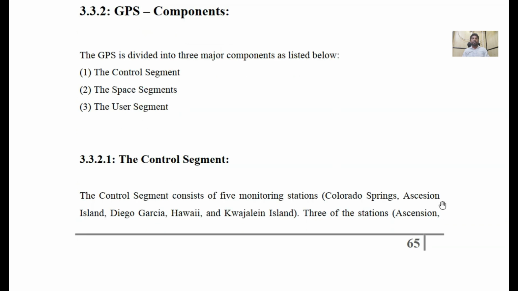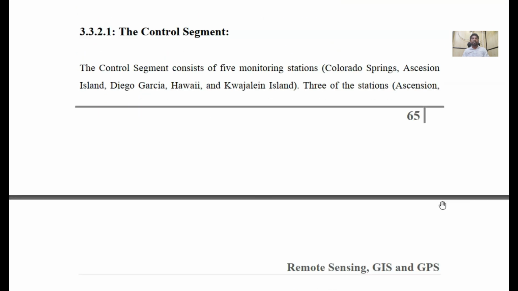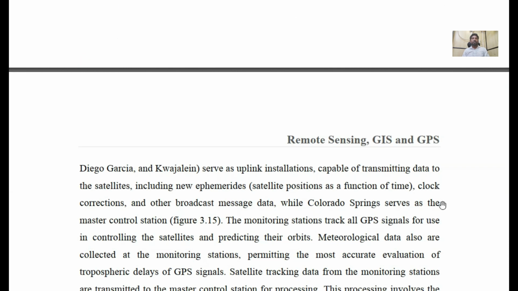Three of the stations, including Diego Garcia, serve as uplink installation capable of transmitting data to the satellite, including new ephemeris, clock corrections, and other broadcast message data, while Colorado Springs serves as the master control station.